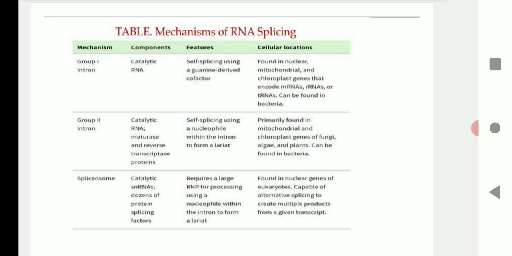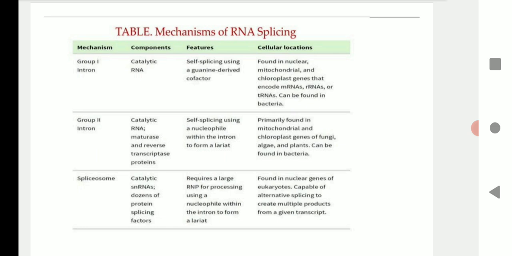Here the table shows the mechanism of RNA splicing. In the eukaryotic system, four different types of introns are available: Group 1, Group 2, Group 3 and Group 4 introns. Group 1, Group 2 and spliceosomes are associated with the mechanism. Group 1 introns are found in the nucleus, mitochondria and chloroplast genes, which encode for mRNA, tRNA as well as rRNA. Group 2 introns are found in mitochondrial and chloroplast genes, fungi, algae and plants. Spliceosomes are found in the nuclear genes of the eukaryotic system, and are capable of alternate splicing to create multiple products from the transcript.